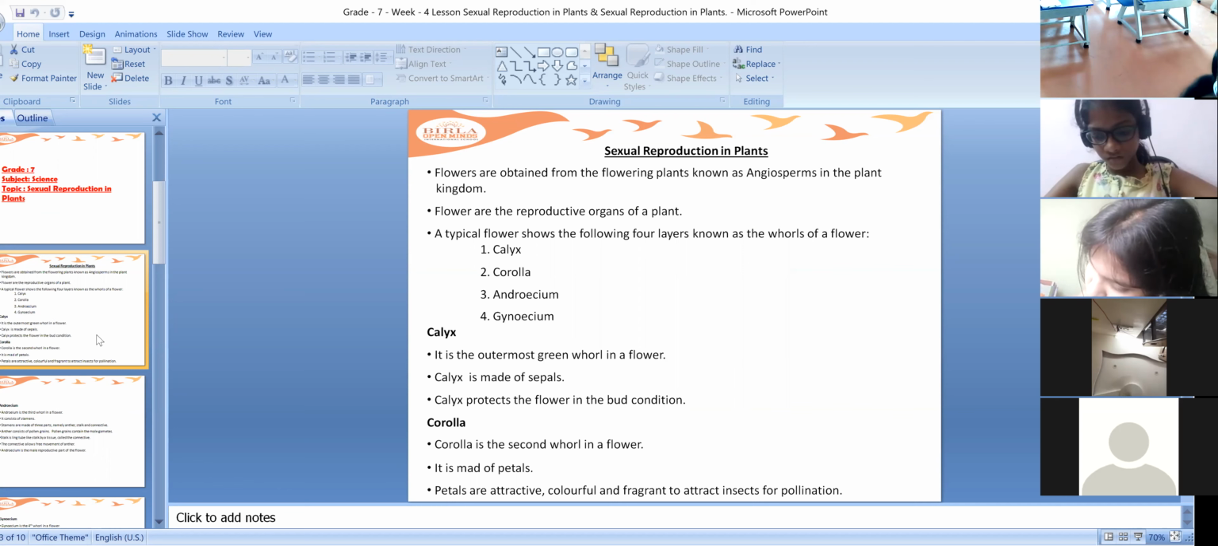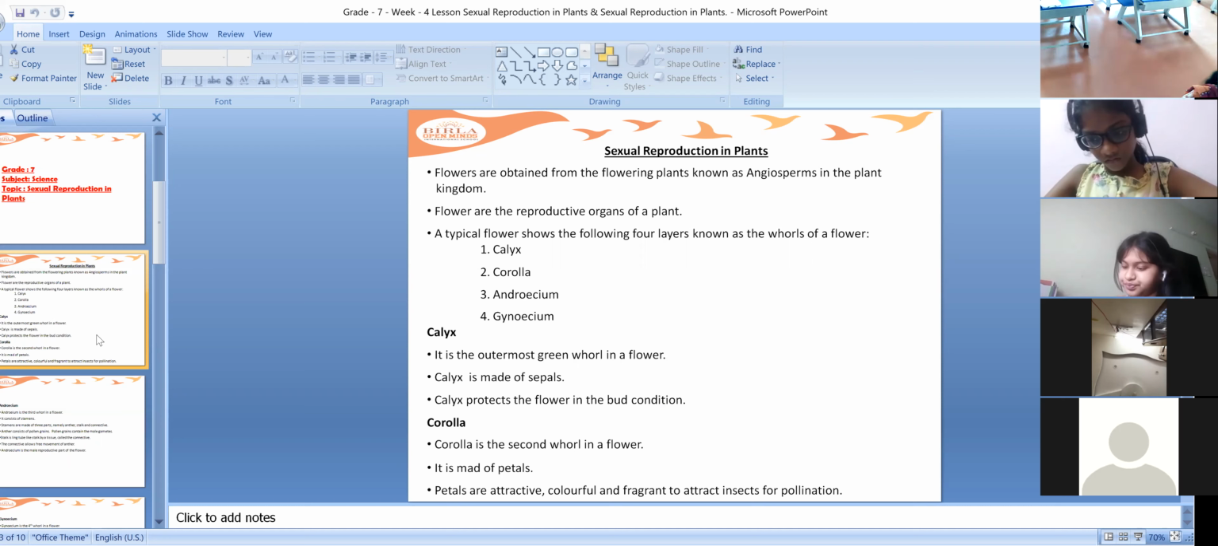Calyx is made up of sepals. Calyx protects the flower in the bud condition. The outermost green layer, when the flower is in the form of a bud, protects the flower. It protects the bud before it is bloomed.